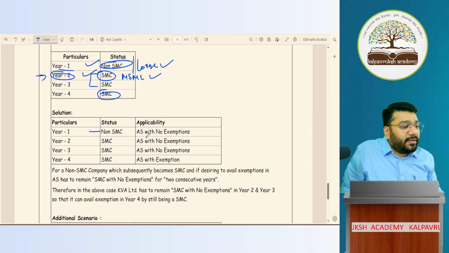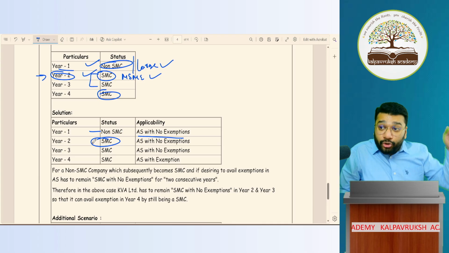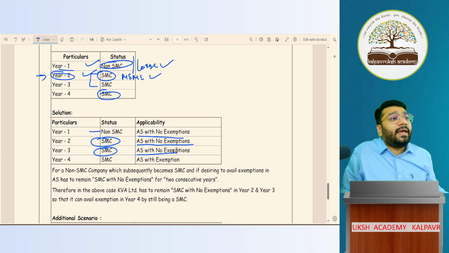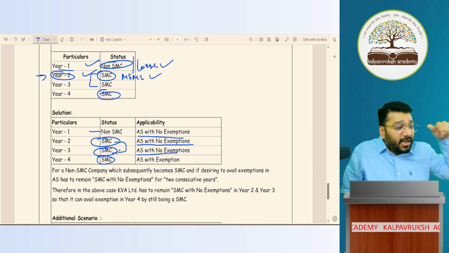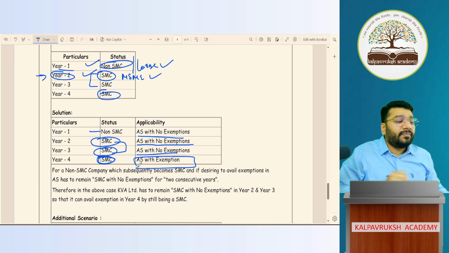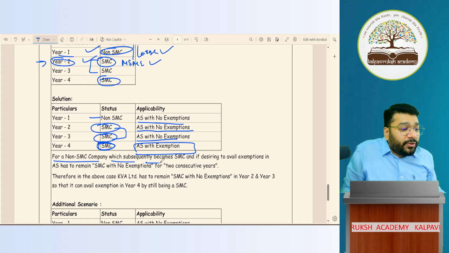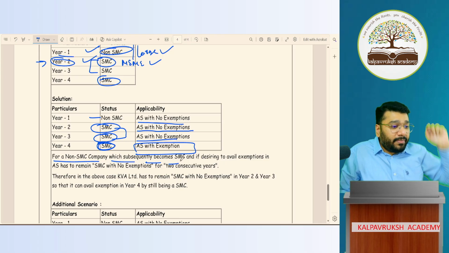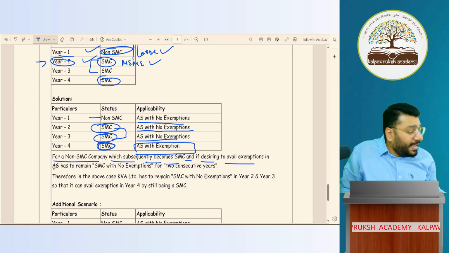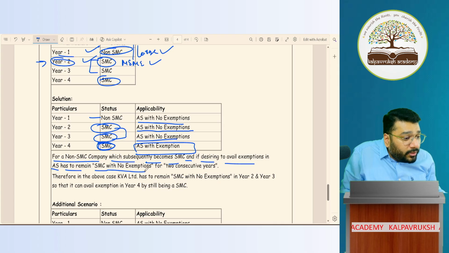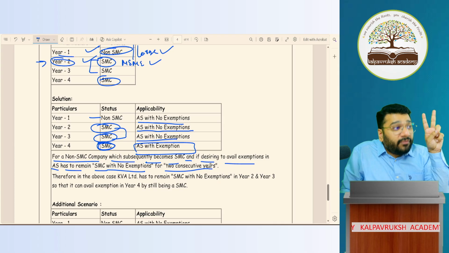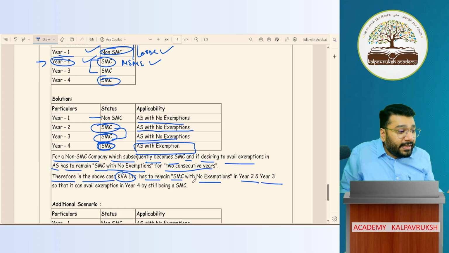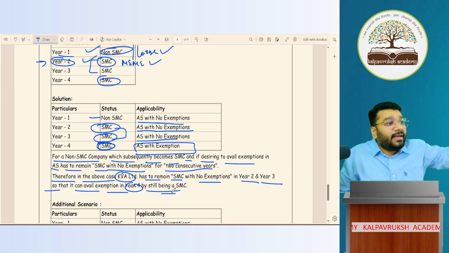So in year 1, non-SMC, AS with no exemption. Year 2, SMC, though you are SMC, you have to follow all AS, no exemptions. Third year also SMC, apply all AS with no exemptions. So in year 4, after 2 consecutive years, since you're SMC again, you will now get exemptions. So for a non-SMC which subsequently becomes SMC, from big company to small company, if desiring to avail exemption in AS, it has to remain SMC without exemption for 2 consecutive, meaning 2 back-to-back years. Therefore, in the above case, KB Limited has to remain SMC with no exemption in year 2 and year 3, so that it can avail exemption in year 4 by still being an SMC.